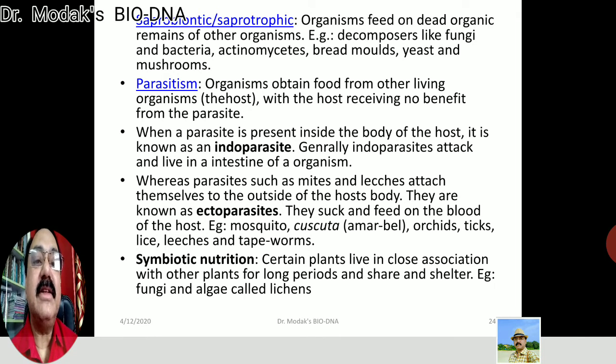There is one more interesting mode of nutrition shown by a very typical group of organisms that we call lichen. You know, lichen is a symbiotic association between algae and fungi. In this symbiotic association, algae prepare the food and fungi absorb water and nutrients from the soil. So it's a very interesting type of nutrition that we call symbiotic nutrition.